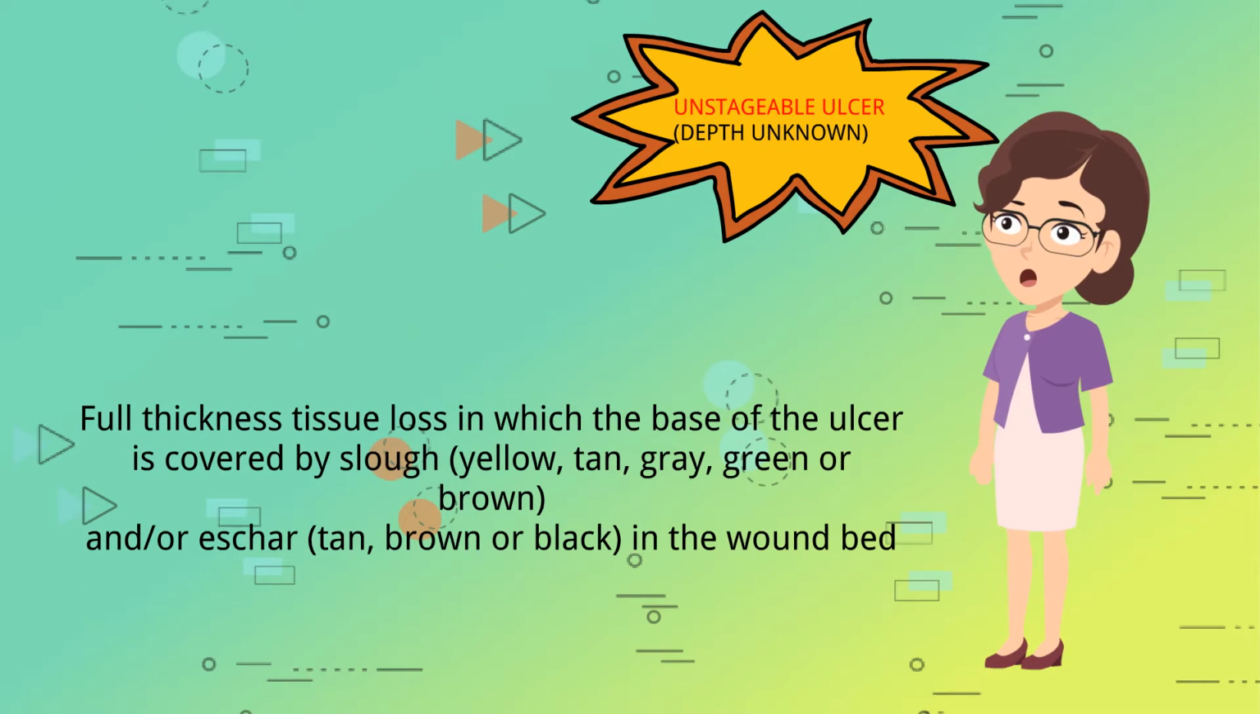And there is also the unstageable ulcer, also known as depth unknown, which refers to full thickness tissue loss in which the base of the ulcer is covered by slough or eschar in the wound bed.